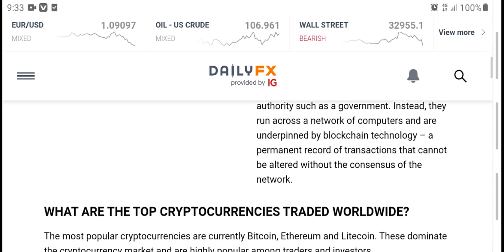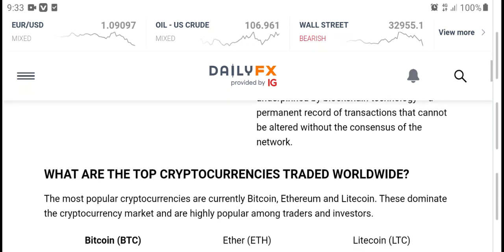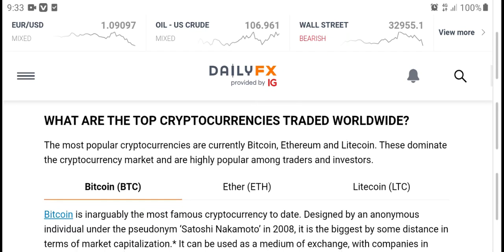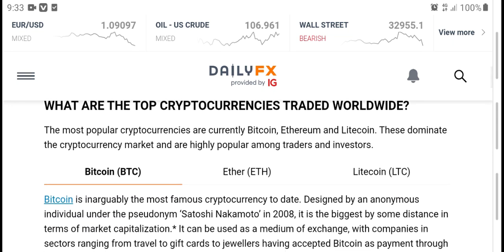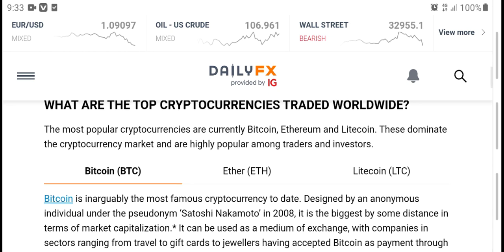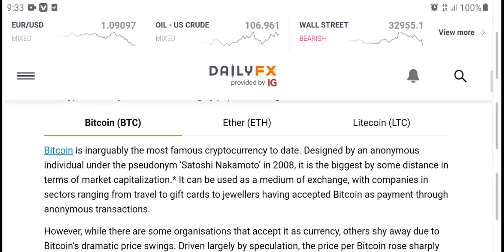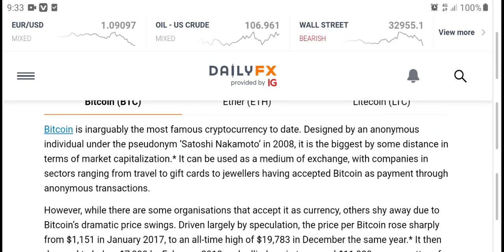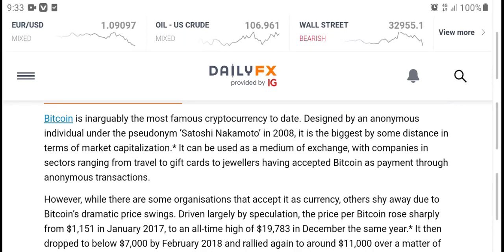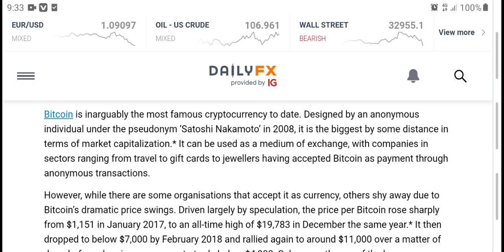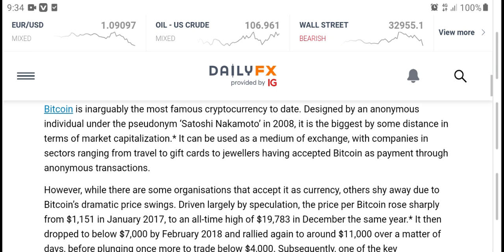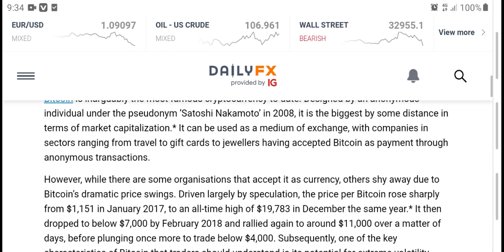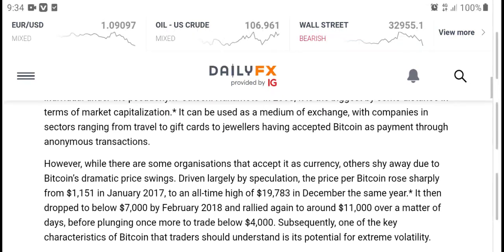What are the top cryptocurrencies traded worldwide? The most popular cryptocurrencies are Bitcoin, Ethereum and Litecoin, and cryptocurrency markets are highly popular. Traders invest in Bitcoin, Ethereum and Litecoin. Bitcoin is the biggest, and it can be used as a medium of exchange.